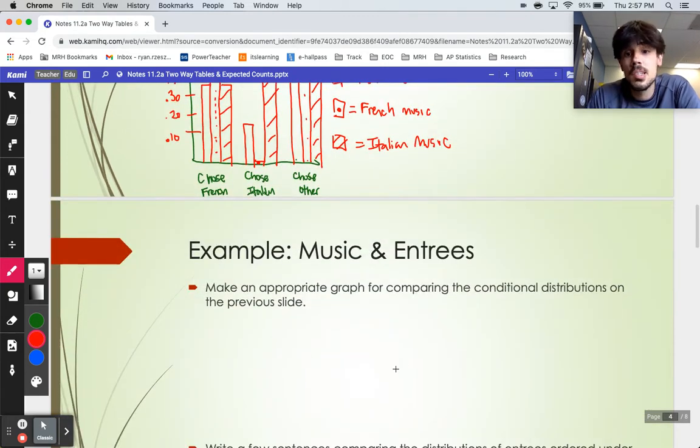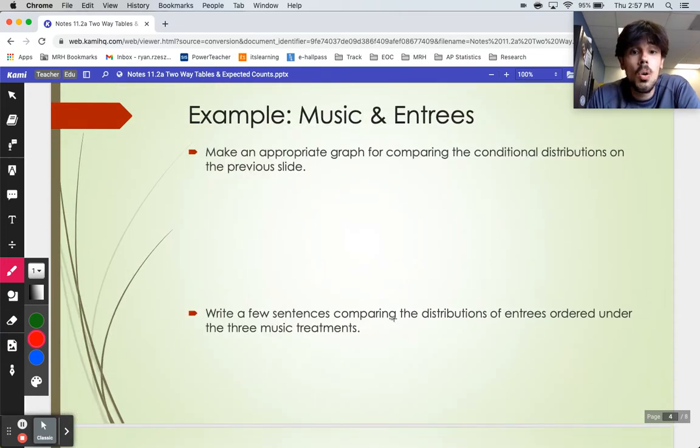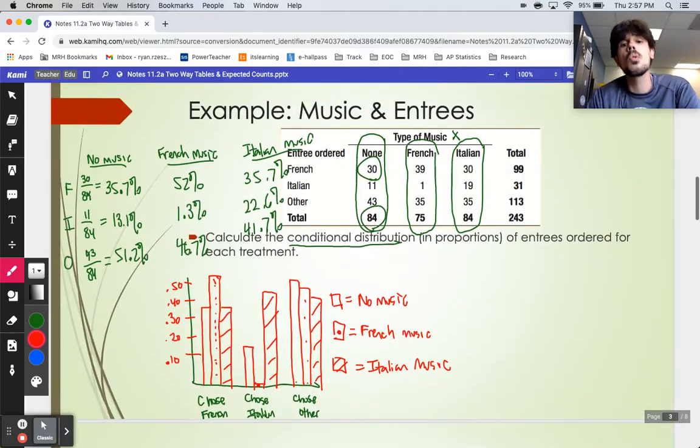So this next page asks us to make a graph, which we've already done, and also make a few sentences describing the distribution of entrees. That's sort of what I was talking about right here. I'm not going to actually write it out, but I'll just talk out loud here. It appears that people were way more likely to choose the Italian entree when they actually were listening to Italian music. There was a 46.7%. Let's see, sorry, I might be picking the wrong number here. There was a 22.6%. I think I messed up my bars here. Oh, that's so sad. Let me see what I did.